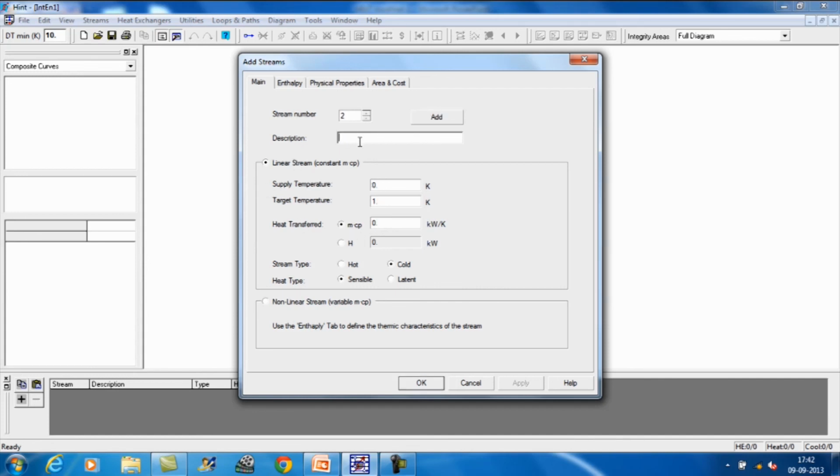Add H2, supply temperature is 165, target temperature is 105 and MCP value is 4. Add C1, supply temperature is 80 and target temperature is 144 and CP value is 5.